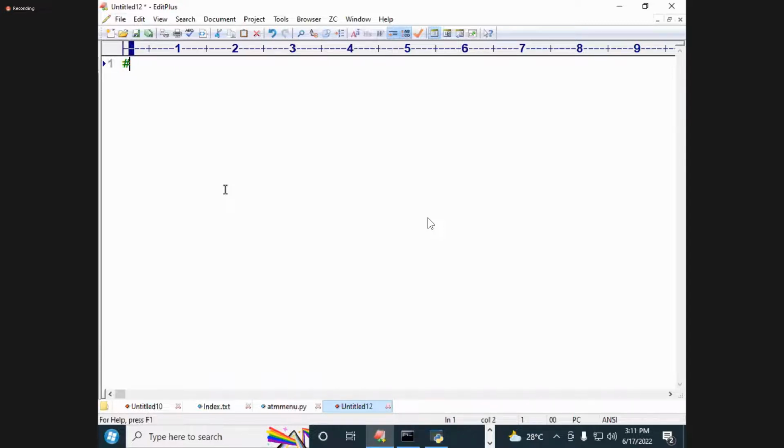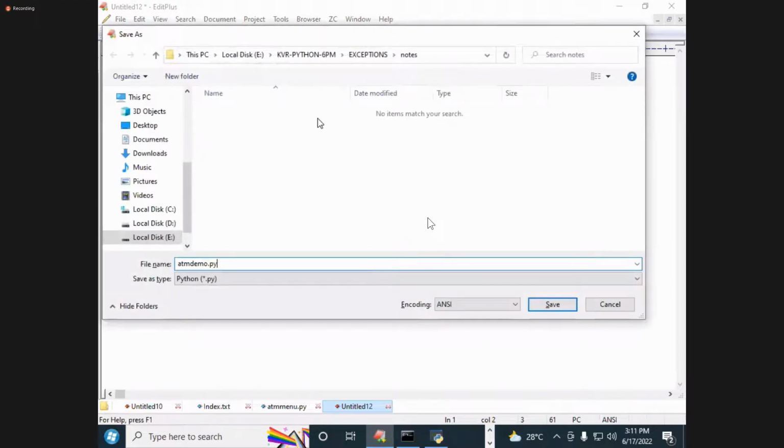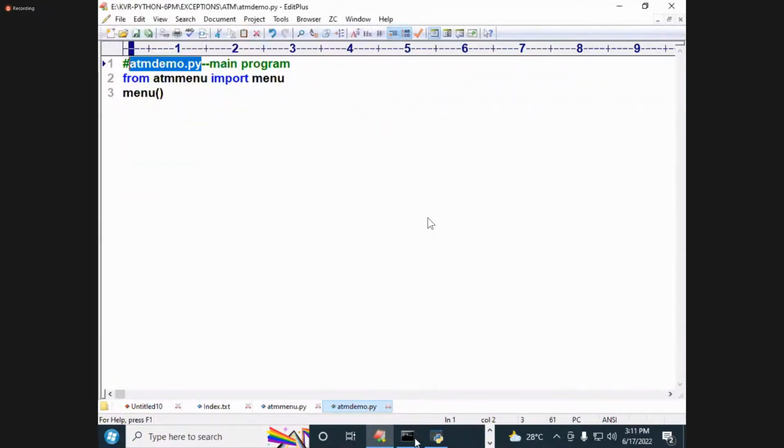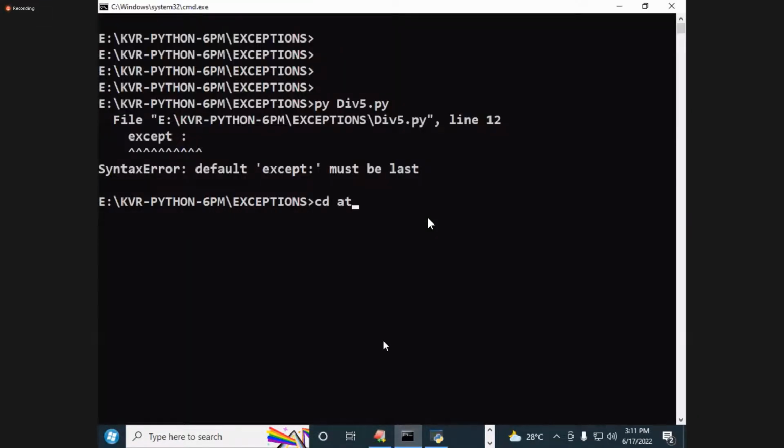This is the main program. I'm going to call the menu. Menu means from where are we importing? From ATM menu import menu. Right or not? ATM demo.py. Save this code. Go to this exceptions ATM. Save ATM demo. Then cd ATM here. Then execute: py ATM demo.